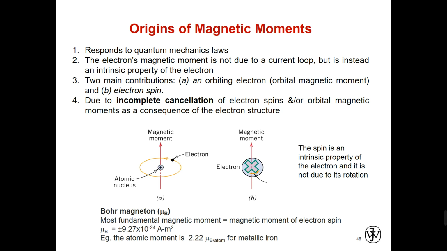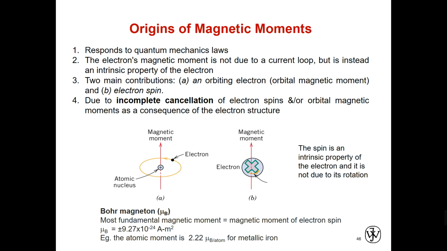It is a response to quantum mechanics laws. The magnetic moment is not due to a current loop, but is instead an intrinsic property of the electron. We have two main contributions for that to occur. Number one is the orbiting electron or orbital magnetic moment, and number two is the electron spin itself. So due to incomplete cancellation of electron spins and or orbital magnetic moments as a consequence of the electron structure.